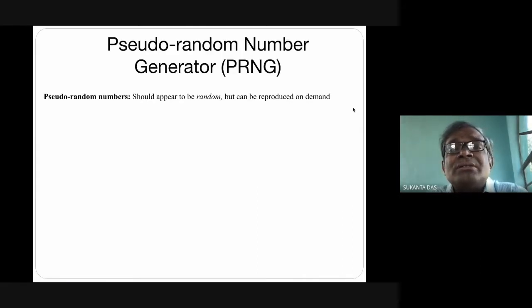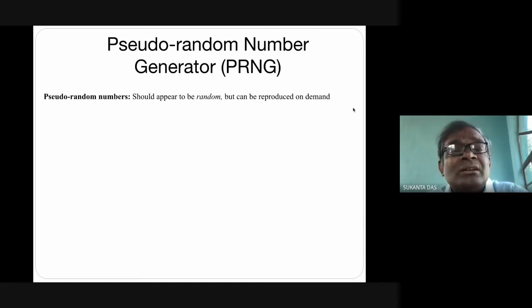So the first one is the pseudo-random number generator. A pseudo-random number generator is a generator that generates pseudo-random numbers. Pseudo-random numbers are numbers which are not random, but appear to users as random. They are generated by means of some algorithm, some deterministic algorithm.